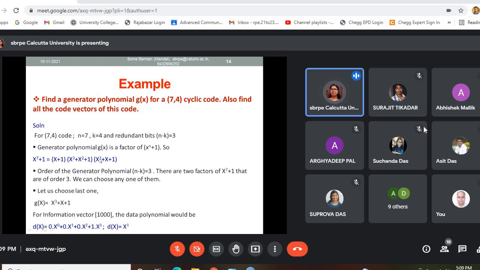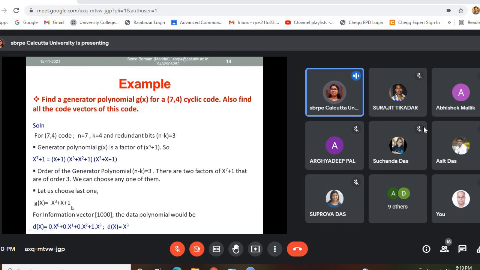Since the degree of g(x) is 3, you can consider either of the two cubic polynomials. But in this case we are considering x cube plus x plus 1, because it will be easier to handle, as there is no term of x square. So let us take g(x) as x cube plus x plus 1.